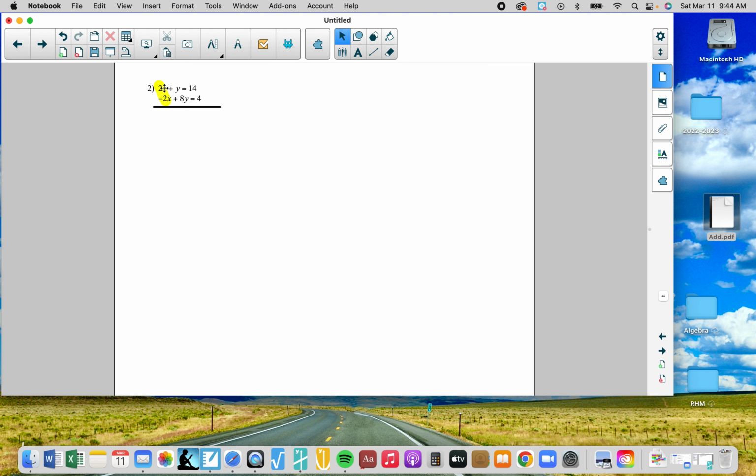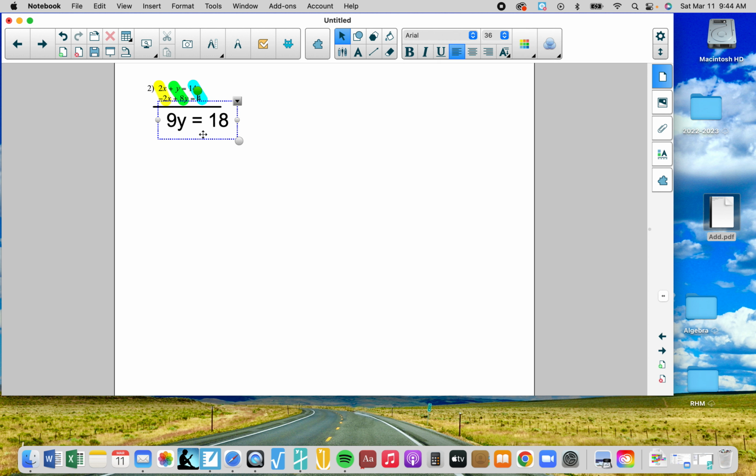2x and negative 2x, they cancel to make 0. So that's good. That's our objective here. We only use this technique when we eyeball and we see that we can cancel them. If not, we would have to use a different technique. We have y plus 8y, which equals 9y, equals, and now we look at our constants. We have 4 and 14, which makes 18.